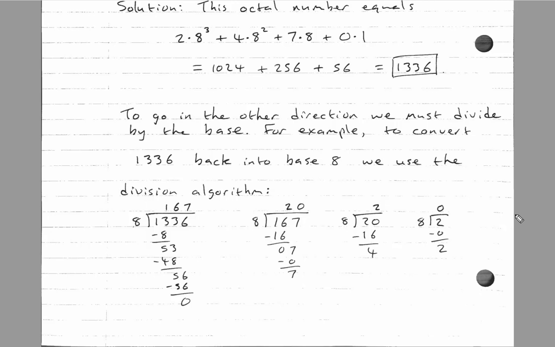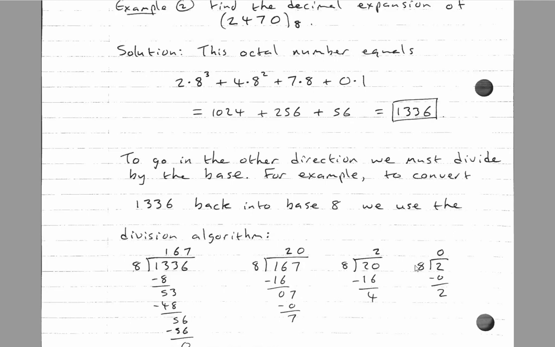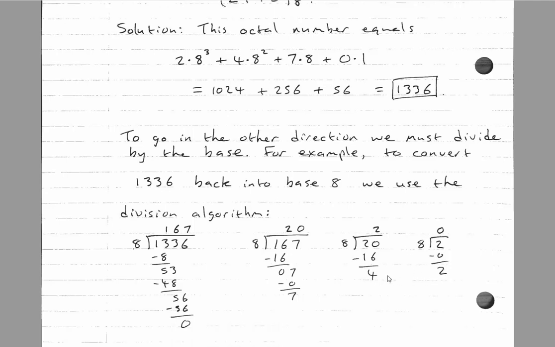It's these remainders that give the digits. So yeah, you can see them here. This is the number we're expecting, 2470 base 8, and here's the 2470. Okay, so they come out in reverse order. So this is the number of ones, 8s, 8 squareds, 8 cubes.